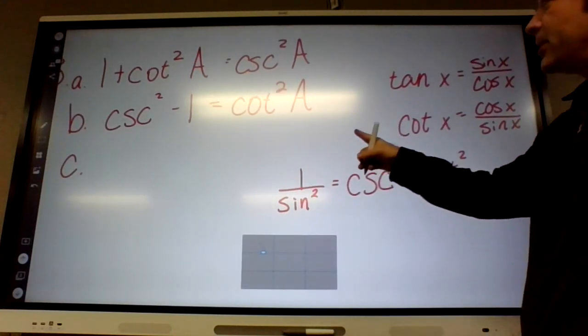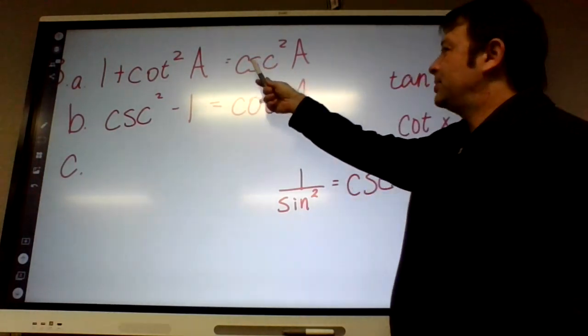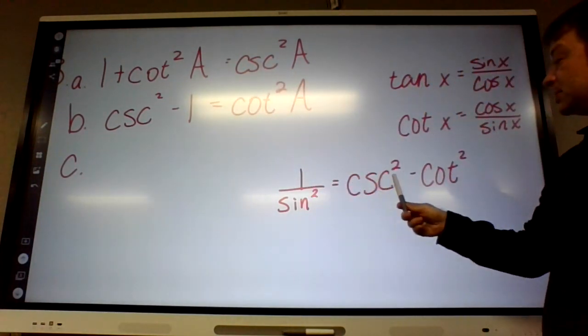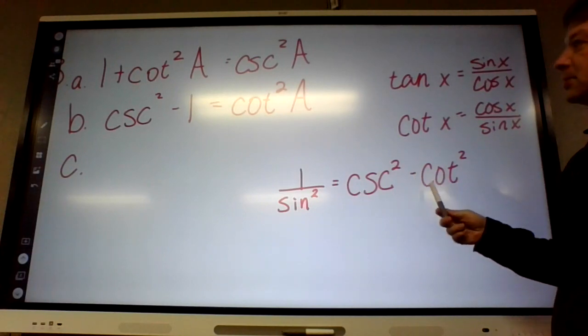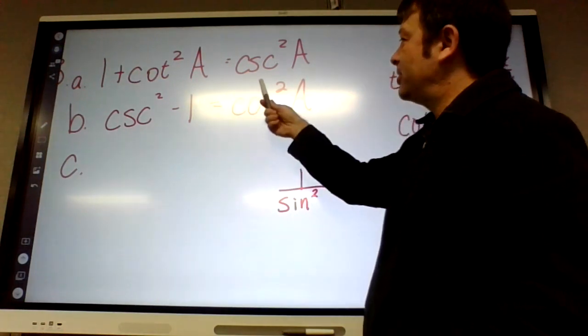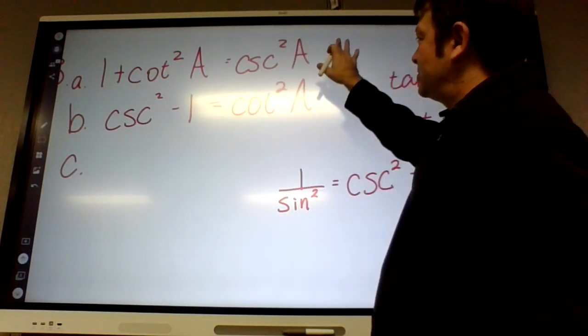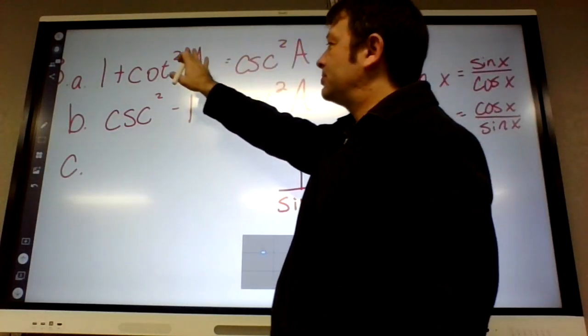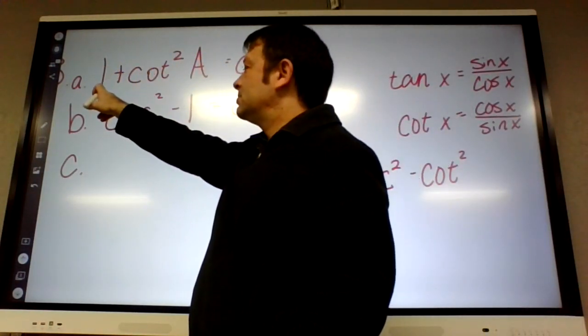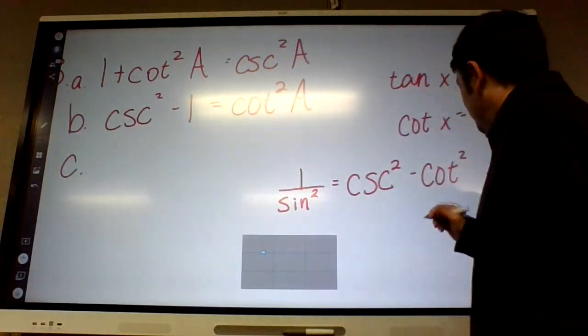So let's look back at this relationship they gave us. How can I turn this equation into cosecant squared minus cotangent squared? If I subtract this cotangent squared over here, you've got to use your imaginations. This will say cosecant squared minus cotangent squared equals 1. Are you guys following me? Do I need to write it out?